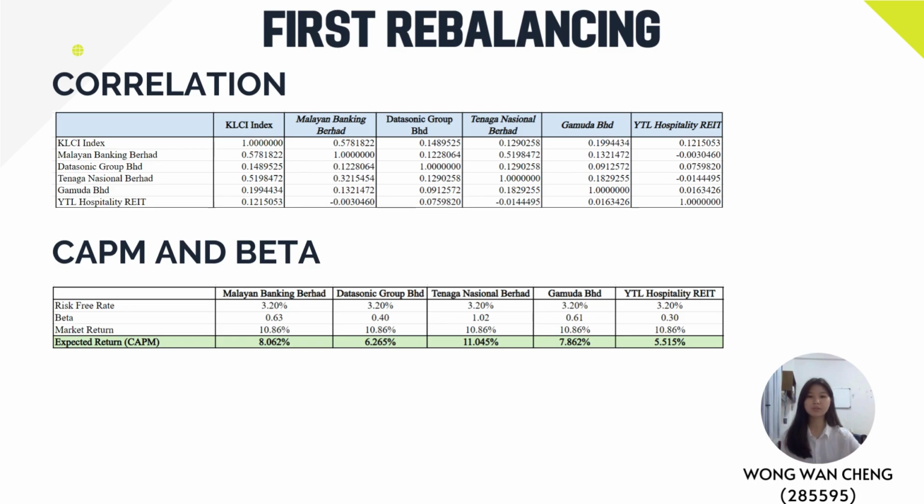However, TMB also showed the highest expected return at 11.0452%. For the other securities, their betas are lower than 1, which means their share prices are less volatile than the market and they are less risky stocks. Among these, YTL Hospitality REIT has the lowest beta and expected return.